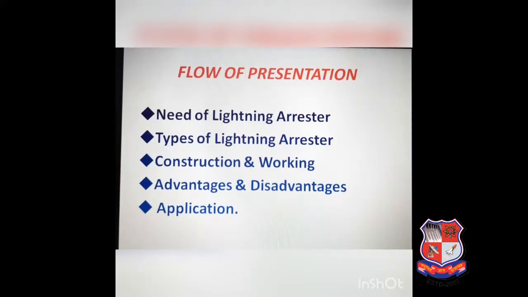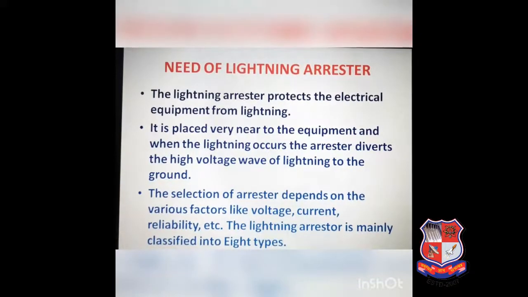So let us understand what is the need of lightning arrestor. The lightning arrestor protects the electrical equipment from the lightning surge. It is placed very near to the equipment to be protected, and when lightning occurs, the arrestor diverts the high voltage wave of the lightning to the ground, and this is the way we get protection of the equipment from the high voltage lightning surge. The selection of arrestor depends on various factors like voltage, current and some other factors also.